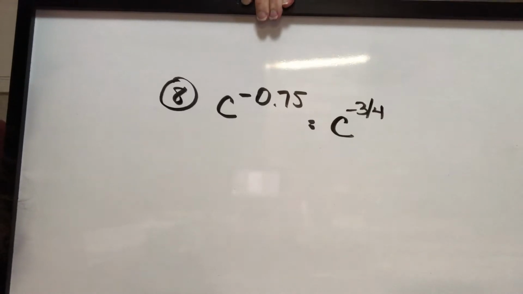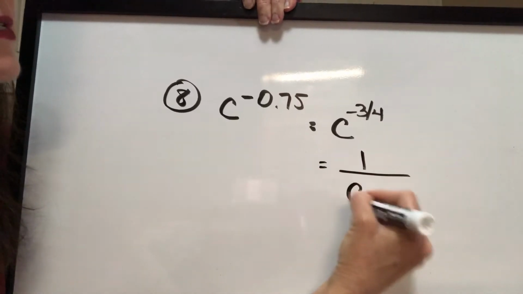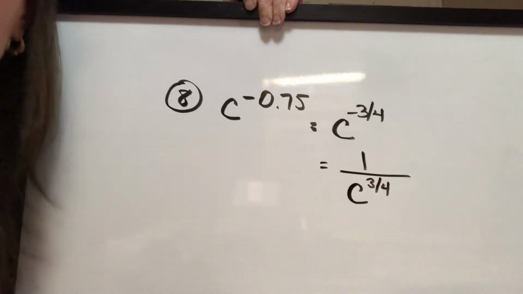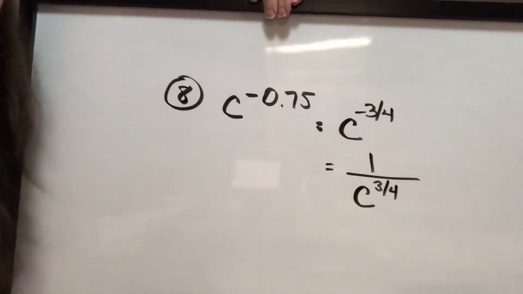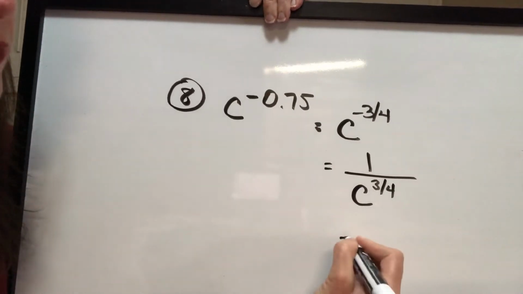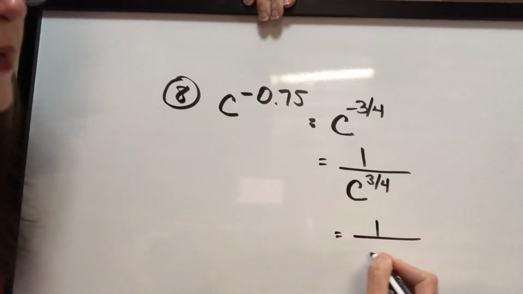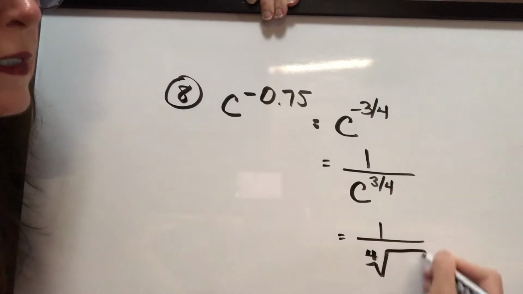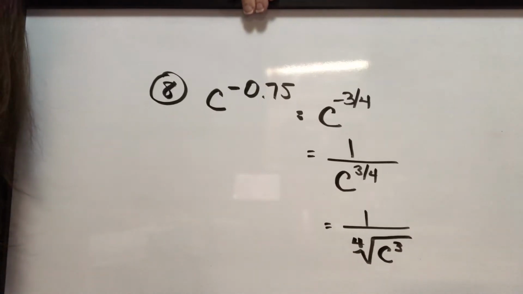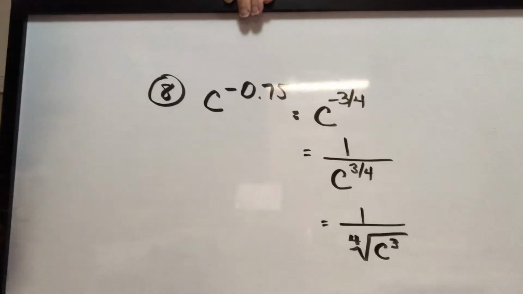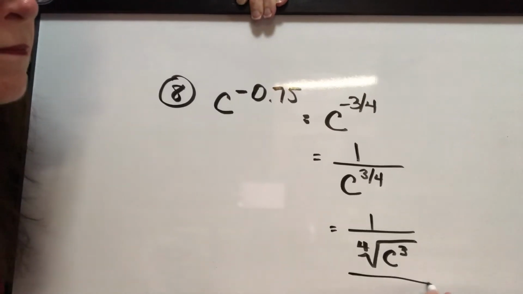So then the negative exponent means that it will be a fraction. It will be 1 over c to the 3/4 power. And then we will write it as a radical. So the 1 will stay in the numerator. The 4 denominator makes it a 4th root. And inside it would be c cubed. Now you can't simplify that any further because 3 is less than 4, so that's done.